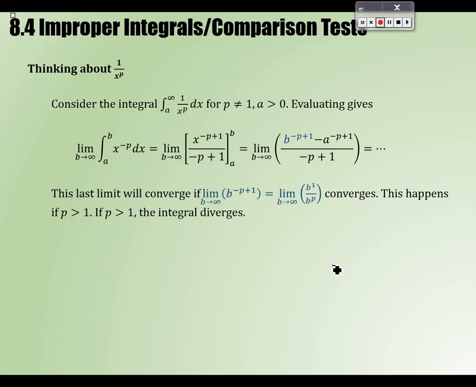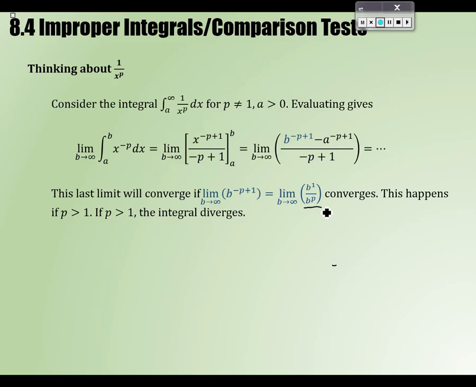Another way to write the argument of that limit would be this way, using rules of exponents. Now go back to your pre-calculus knowledge with me on this. This is a function of b, a rational function: b to the first over b to the p. When would that converge or diverge?